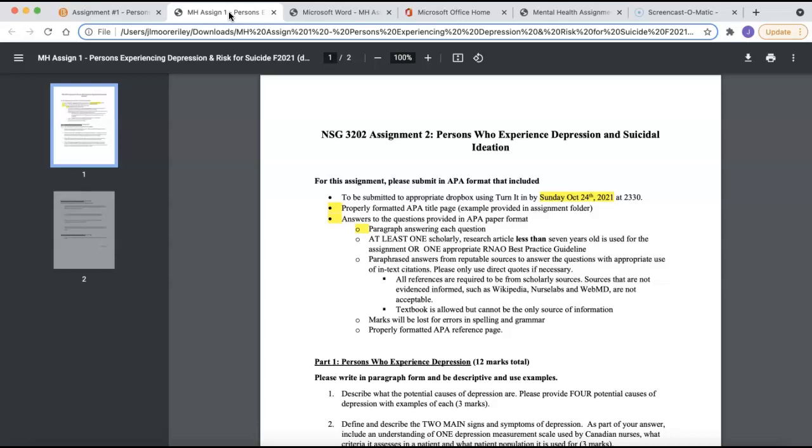So if you have any questions, please make sure after the midterm, because I'm sure no one's thinking about it right now, that you have a good look. If you have any questions, you reach out in a timely manner so I can give you the answers, and you get this assignment done before October 24th.